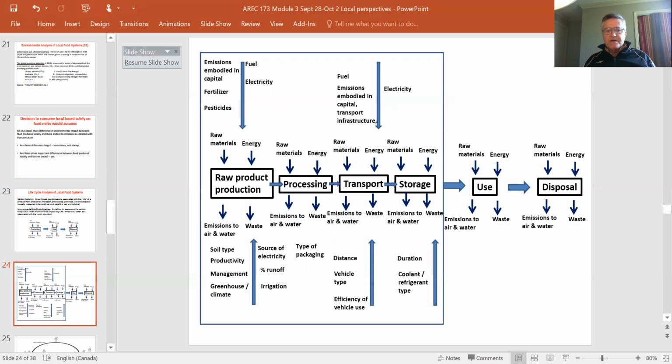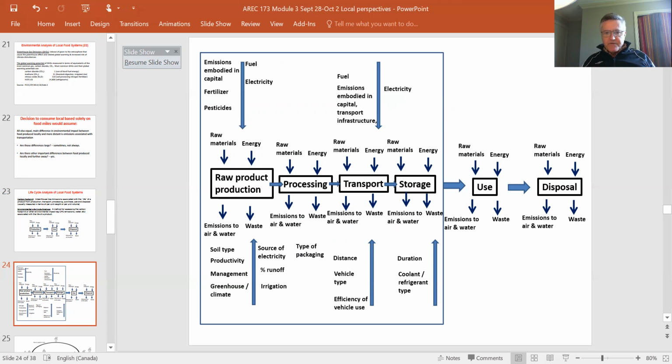Next, here's what this might look like if we were doing this for an agricultural product. We might think about what the steps along the chain are, from raw product production to processing to transport to storage. What are all of the inputs used in each of these four phases? And then what are the emissions emitted along these different stages?